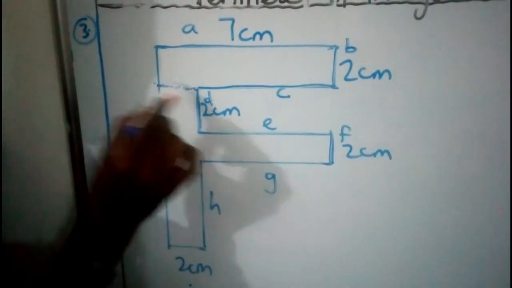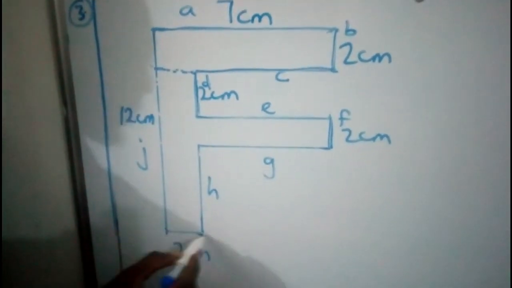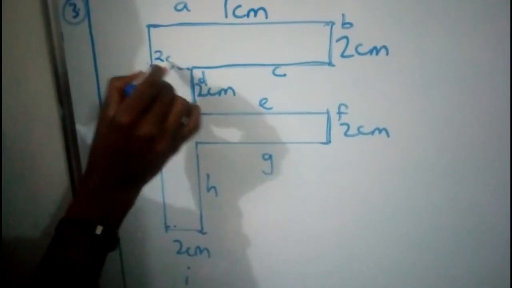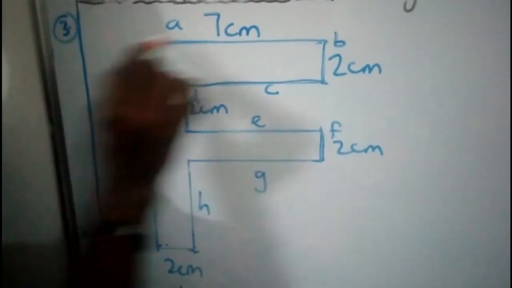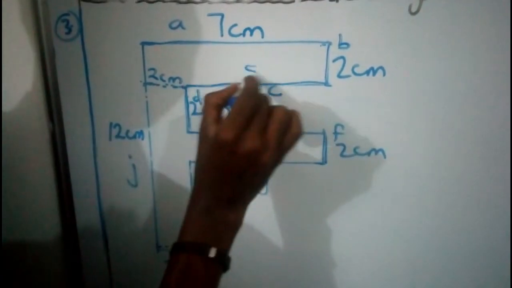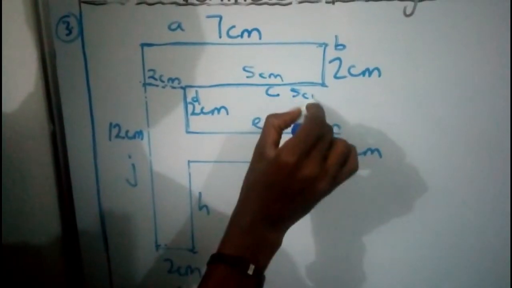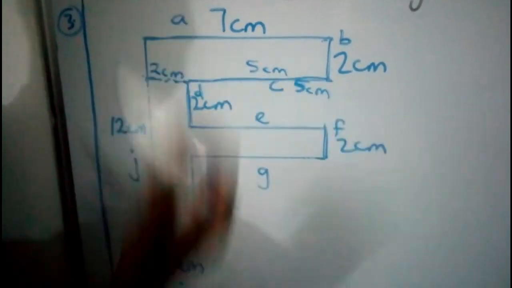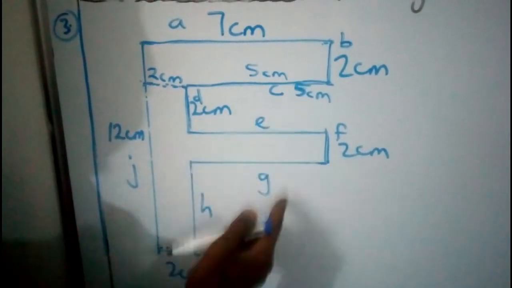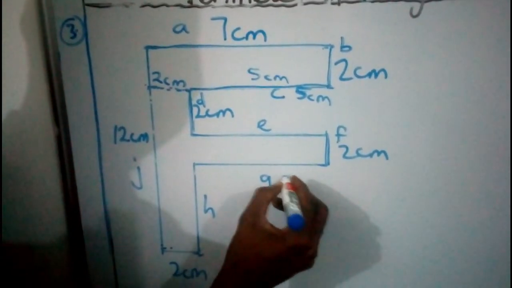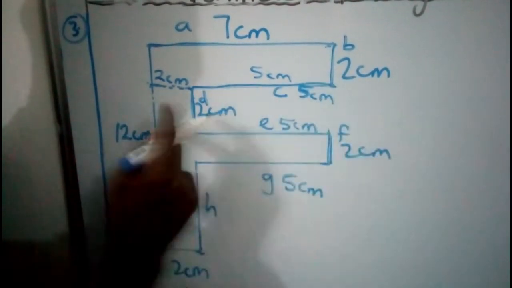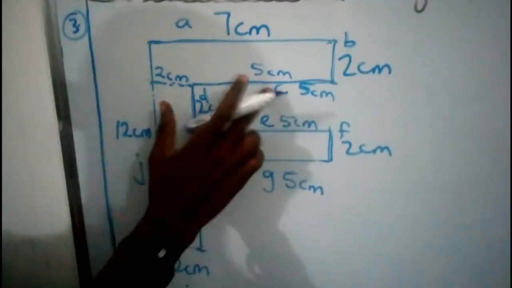But if you look at this broken line very well, it's the same thing as here. So if here is 2 centimeters, it means here is also what? 2 centimeters. But remember, the entire length is 7. So out of 7 centimeters, if from here to here is 2, what you have left is what? 5 centimeters. So our C is what? 5 centimeters. That's our C. Because 5 plus 2 gives you 7, which is the same as here. So if C is 5 centimeters, remember C and G are the same. So G is what? 5 centimeters. Even E is 5 centimeters because they are the same. Okay, we have been able to get our C, our E, and our G.